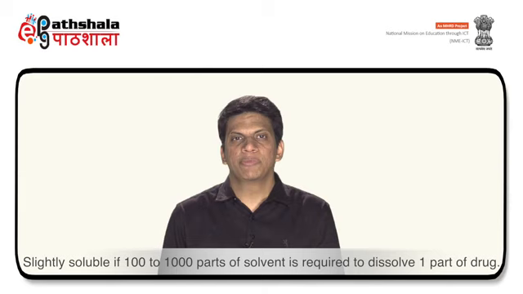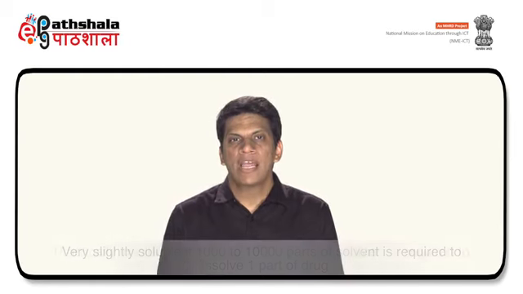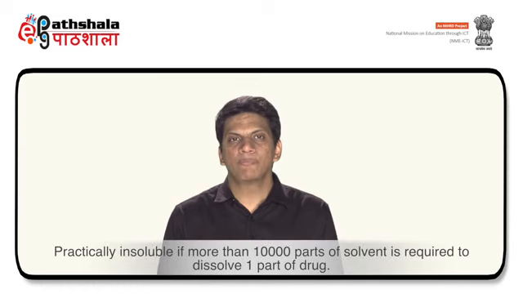A drug is said to be slightly soluble if 100 to 1000 parts of solvent is required to dissolve 1 part of drug. A drug is very slightly soluble if 1000 to 10,000 parts of solvent is required to dissolve 1 part of drug, and is considered to be practically insoluble if more than 10,000 parts of solvent is required to dissolve 1 part of drug.